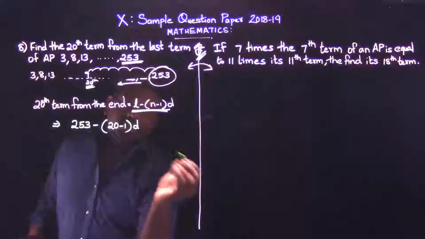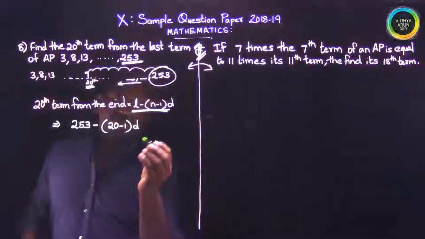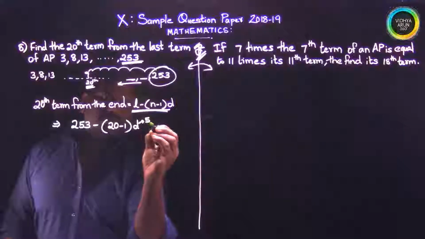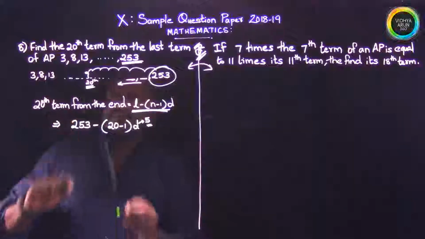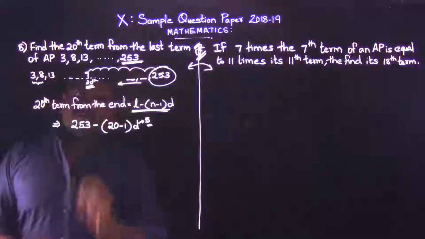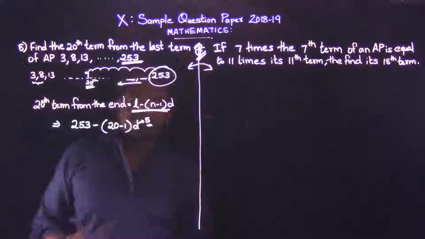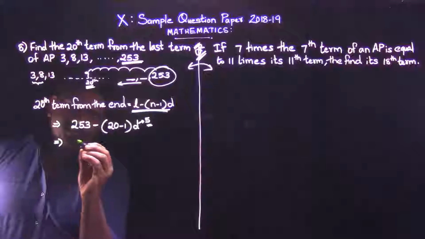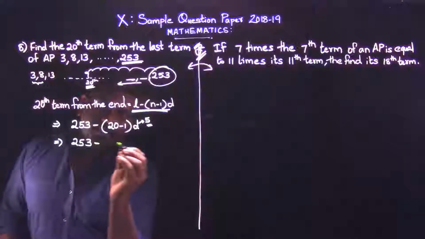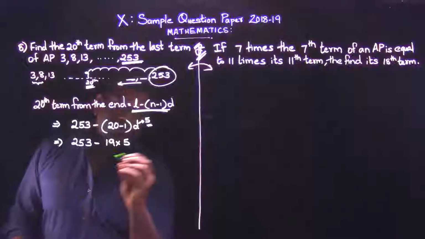And d, you need to know the difference here, and the difference here is 5, because when you check these two terms, 8 minus 3, it's going to be 5. So that gives me 253 minus 19 into 5. D is 5.